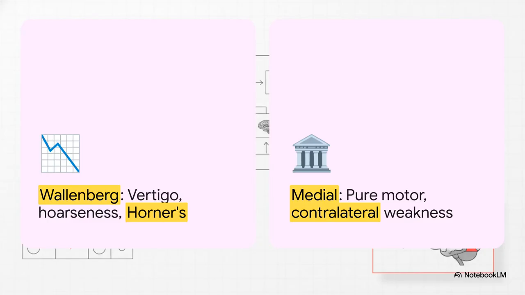Let's look at the absolute classic test of this, lateral medullary syndrome, or Wallenberg syndrome. If the posterior inferior cerebellar artery, the PICA, gets occluded, you hit that lateral column. So what do you watch for? You're looking for a loss of pain and temperature on the ipsilateral face, but the contralateral body. Add in some vertigo, hoarseness, and an ipsilateral Horner syndrome. You know, that classic triad of a drooping eyelid, constricted pupil, and lack of sweating. And you have absolutely nailed the PICA territory.